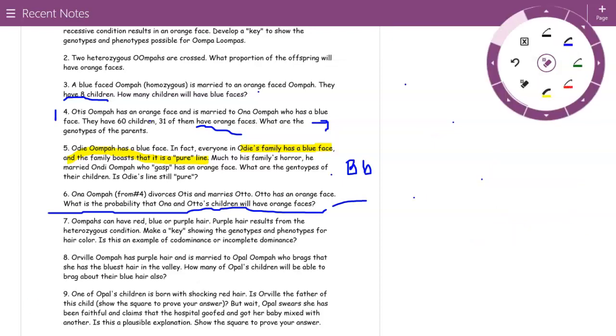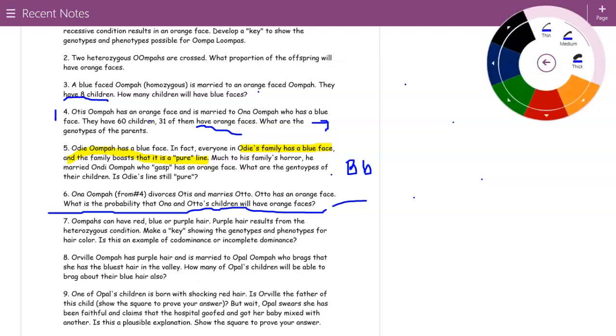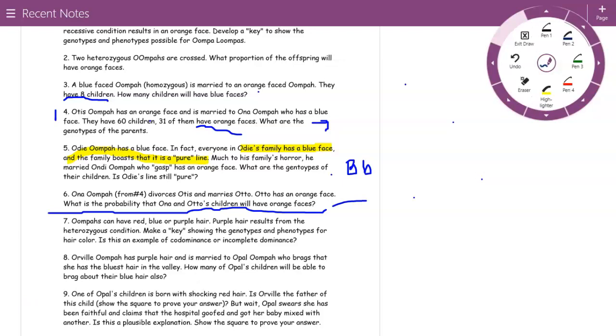Now we have, okay, I'm going to change my color because I can. Cool, good enough for me.